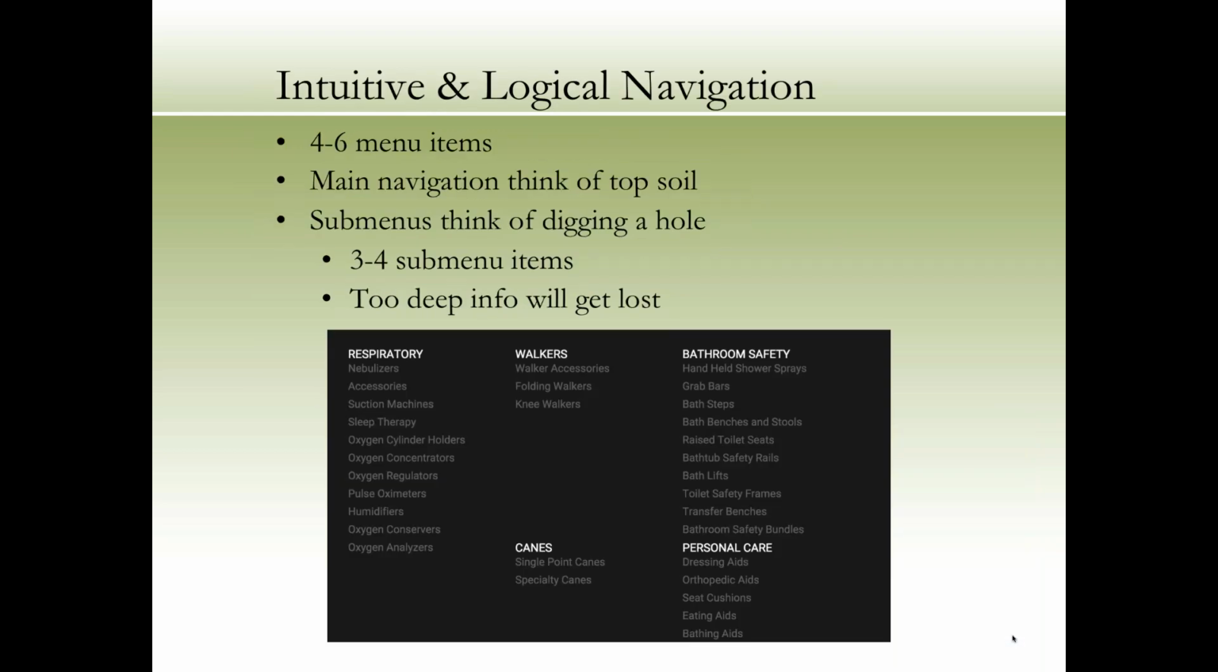So when we're talking about menu navigation, we're talking about your main menu at the top of your website. We want to see between 4 to 6 main menu options and maybe 3 to 4 submenus. You kind of think of your main menu navigation as the topsoil, and your submenus as something that you're digging down deep into the dirt. If you look at it that way, the deeper you go, meaning the more submenus that you have, information will get lost.